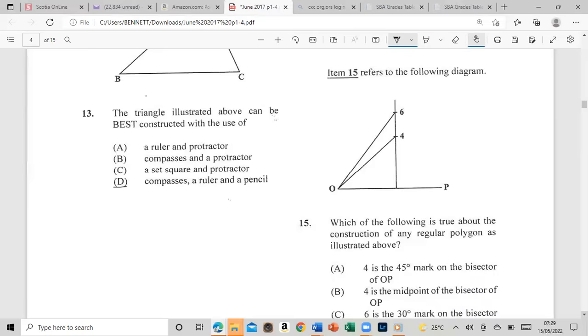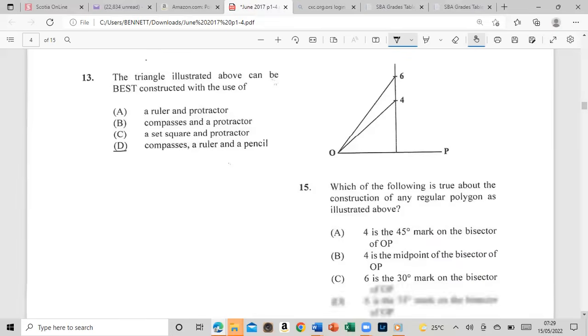Item 15 refers to the following diagram. Which of the following is true about the construction of any regular polygon as illustrated above? A, 4 is the 45 degree mark on the bisector of OP. B, 4 is the midpoint of the bisector of OP. C, 6 is the 30 degrees mark on the bisector of OP. D, 6 is the 75 degree mark on the bisector of OP. And that is A, 4 is the 45 degree mark on the bisector of OP.